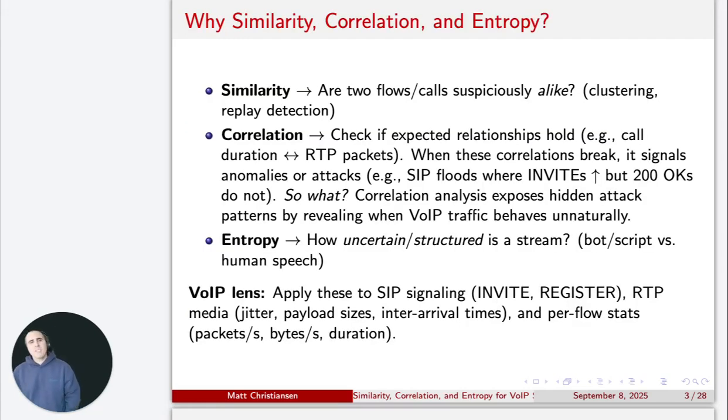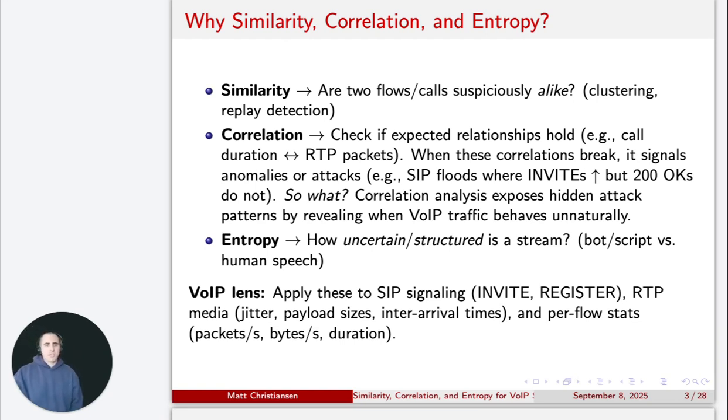Let's talk about why similarity, correlation, and entropy. Similarity helps us with figuring out if two call flows are suspiciously alike. We can do clustering or we can do replay detection. When we compute similarity, even at a math level, and we're going to go over the mathematics, we can figure out if two call flows are suspiciously alike. Like this is some sort of bot that's replaying a call flow.